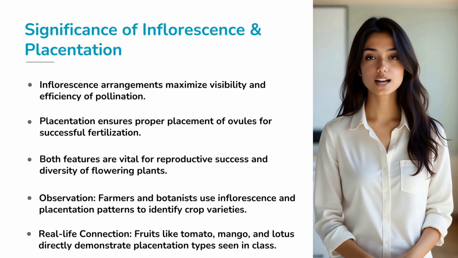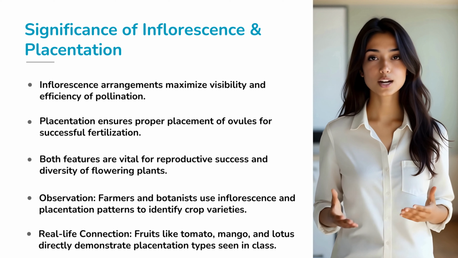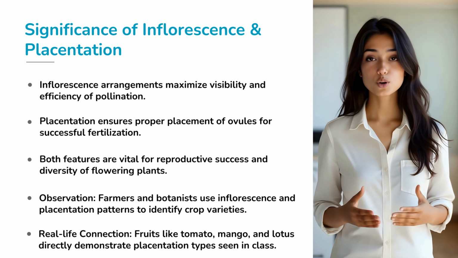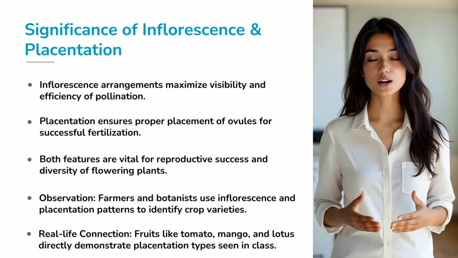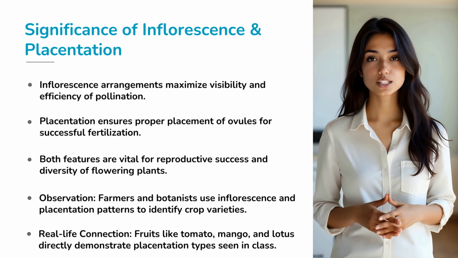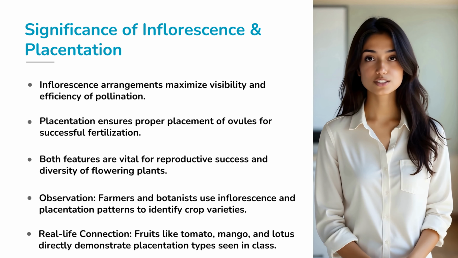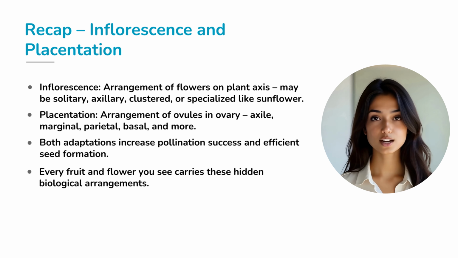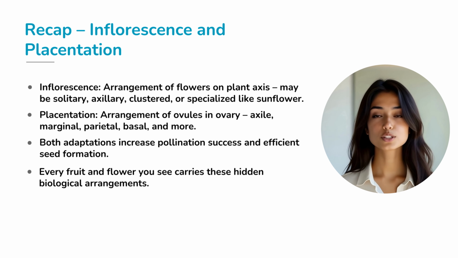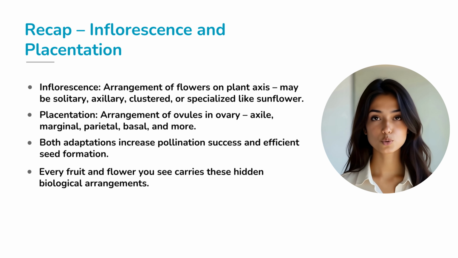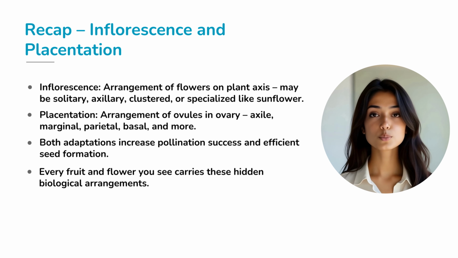Farmers, botanists, and even gardeners rely on these patterns to identify plant species and understand crop varieties. From the sunflower in a farmer's field to the pea pods in your kitchen, inflorescence and placentation are nature's strategies for survival and abundance. So students, let's tie everything together. Inflorescence is how flowers arrange themselves on the plant, while placentation is how ovules are arranged within the ovary. Both these patterns are not random, but finely tuned biological designs to ensure pollination, fertilization, and seed formation.